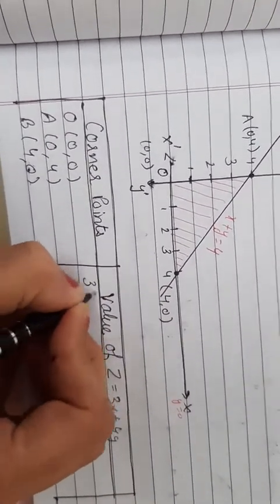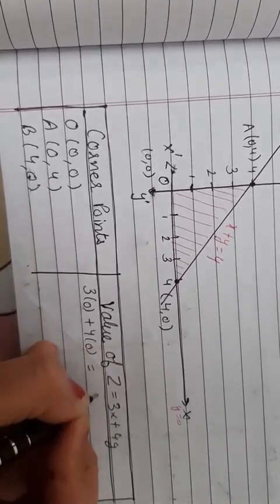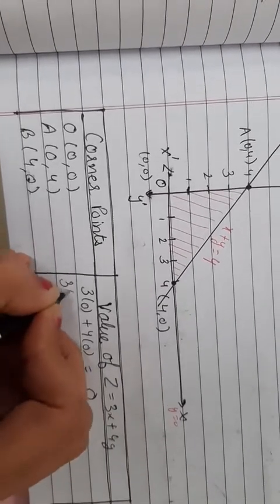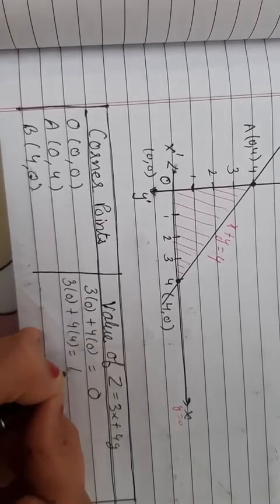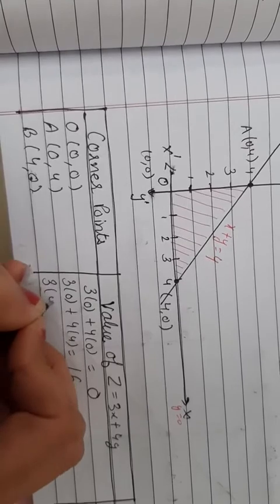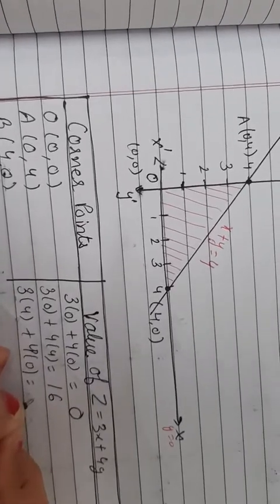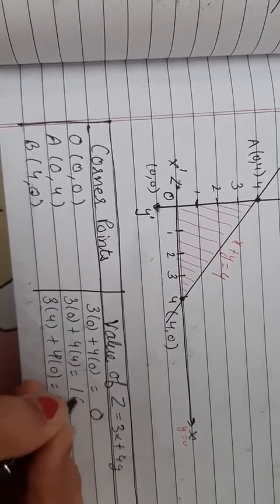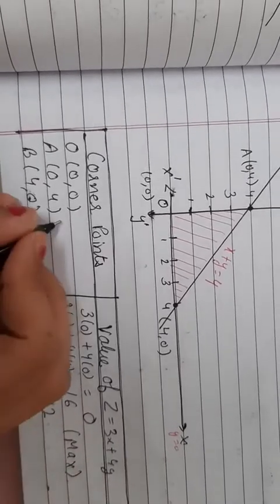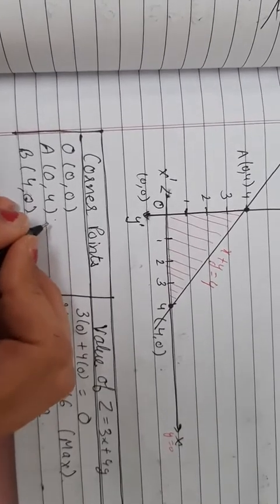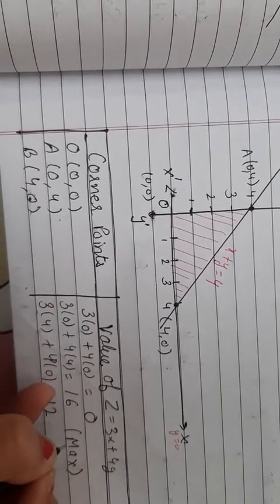here 3 into 0, 4 into 0. 0 plus 0 is 0. Now 3 into 0 and 4 into 4. 0 plus 16, that is 16. 3 into 4 and 4 into 0 is 12. Okay, which is the maximum among these values? 16 is maximum among these values. So point 0, 4 is your solution for x and y at which your objective function is maximizing.